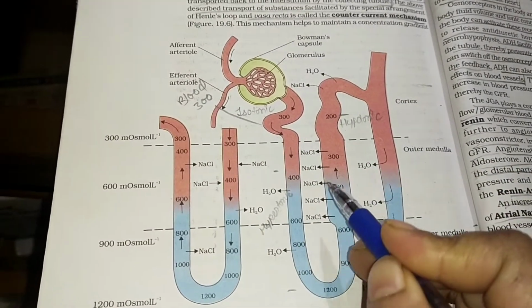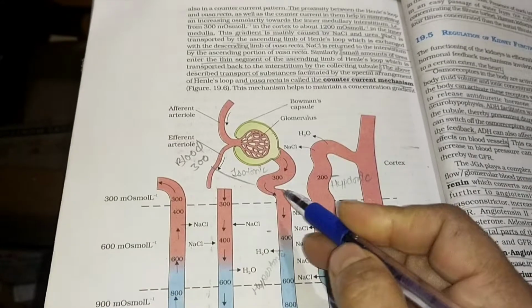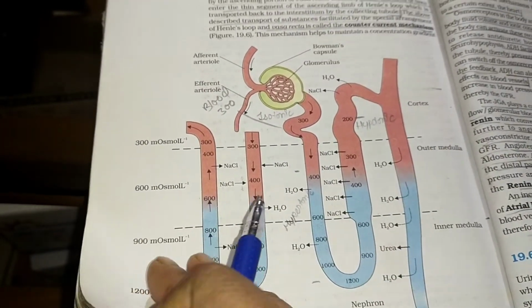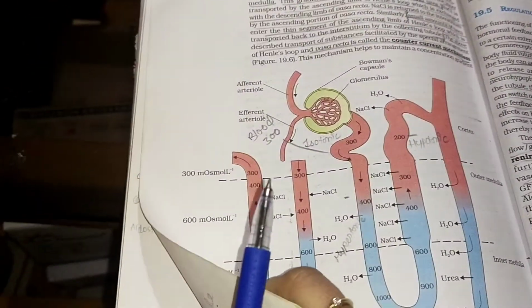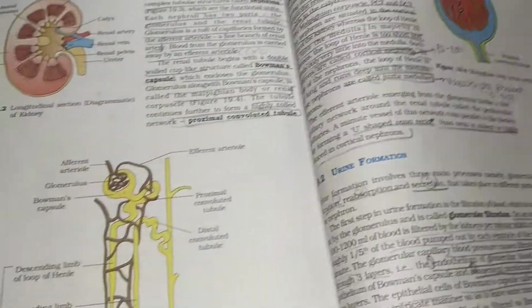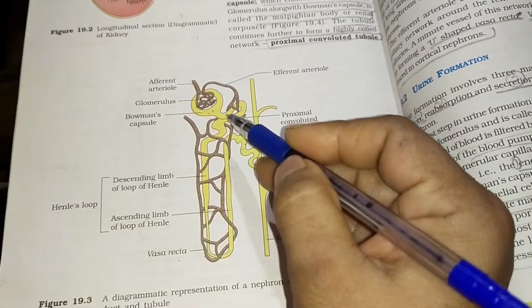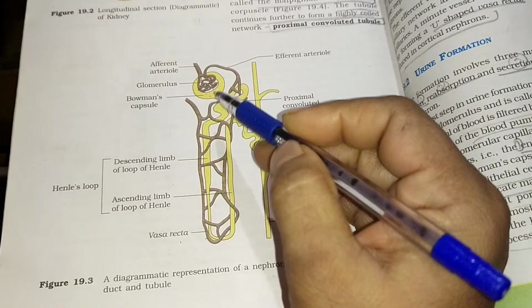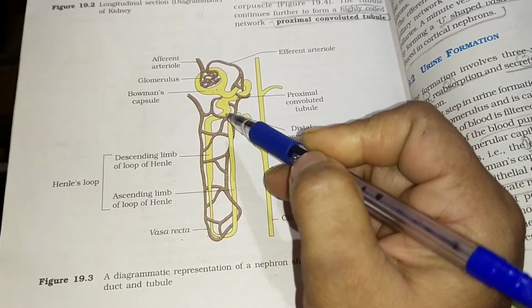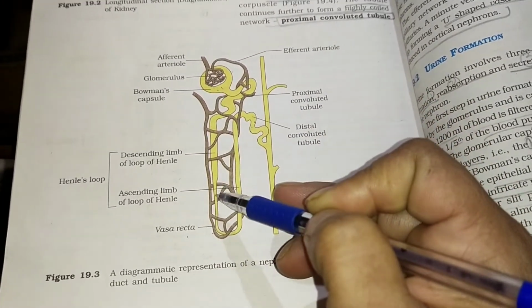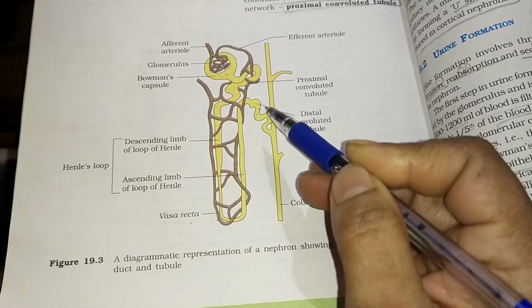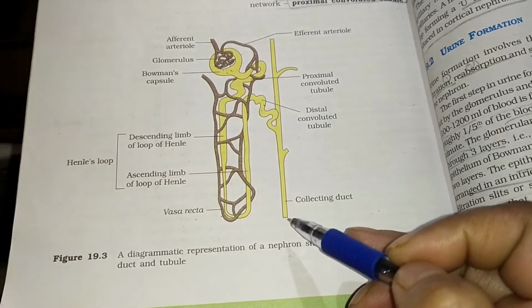Both the descending and ascending limbs of Henle's loop form the counter current of the filtrate, and the vasa recta is also coming side by side. Vasa recta I am showing to you. You can see this yellow color is the Bowman's capsule, then it is coming to the PCT, then this U-shaped structure is Henle's loop, then it is coming to the DCT or distal convoluted tubule, and then the collecting duct.